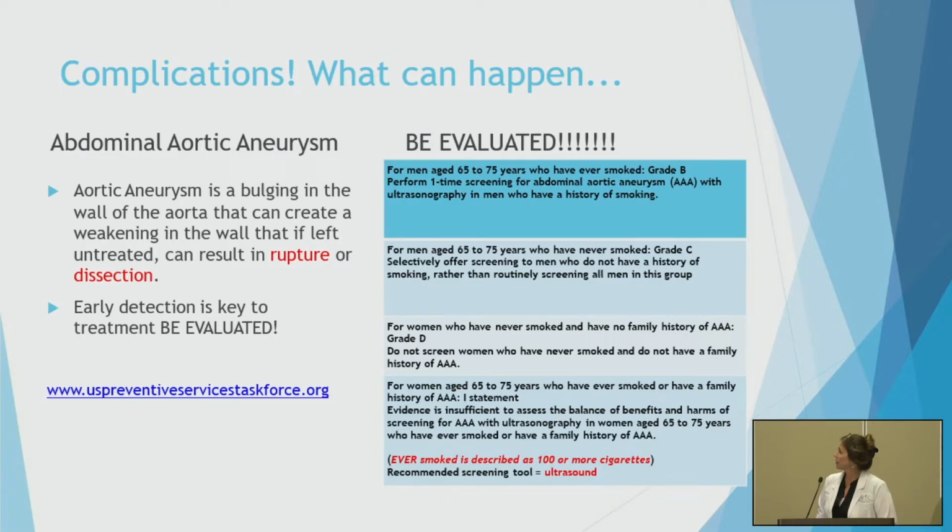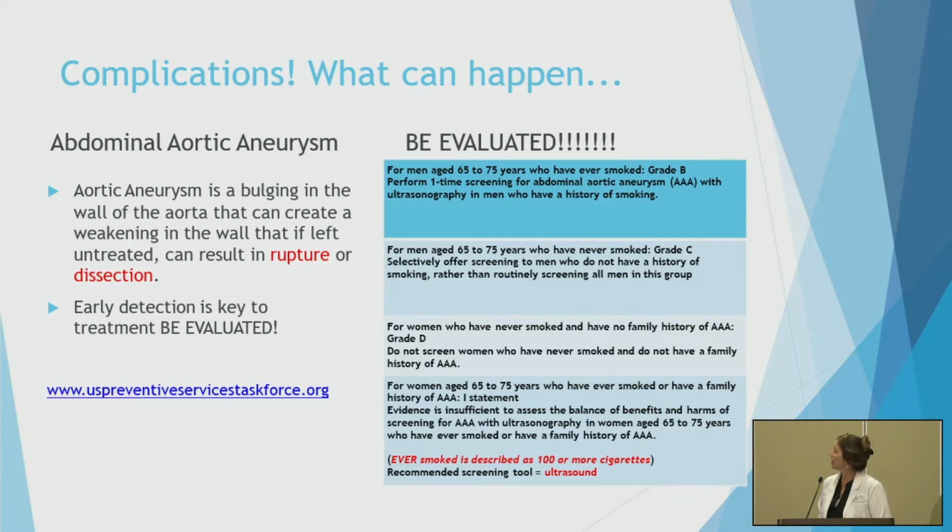Abdominal aortic aneurysm. It's a bulging in the wall of the aorta. It can create a weakening in the wall, and if it's left untreated, it can result in a rupture or a dissection. I worked in surgery for a decade before becoming a nurse practitioner, and thinking back on all these patients who would come in the emergency room with a ruptured aortic aneurysm, it's 50-50. So early detection is key.